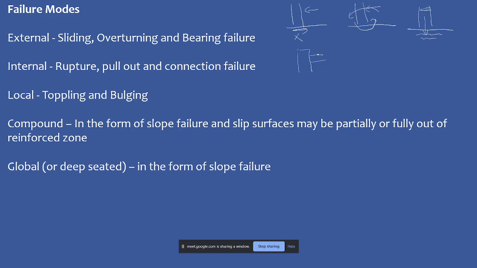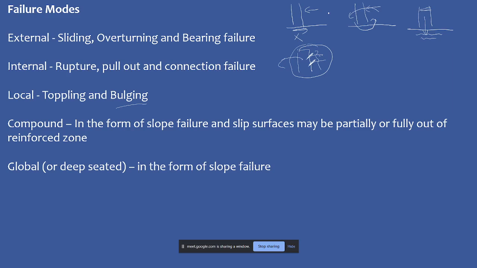Then we have the connection failure. By its name you can tell that if the connection between the wall and the reinforcement is not appropriate, then we can also have failure of the wall. Then we have the local failure, which consists of two: toppling and bulging. Toppling is more or less like the overturning criteria. If the shear force available at the base of the wall won't be able to resist the lateral force or the moment coming over the wall, then we'll have toppling.